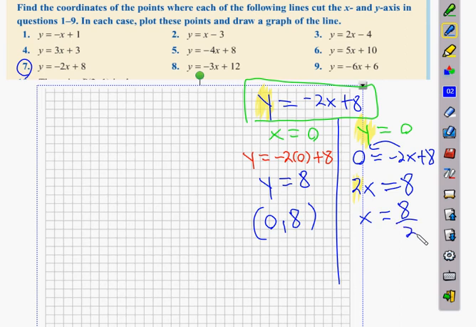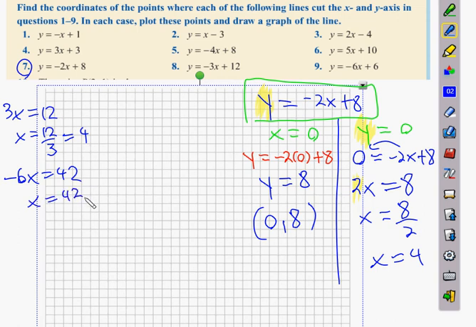Anytime there's a number directly beside the x, no gap, that number always ends up underneath the other number on the other side. So, for example, if I said 3x equals 12, what happens to that 3? It goes underneath the 12 and becomes 4. Yeah. What happens if I have minus 6x equals 42? What happens to minus 6? It goes directly underneath and becomes minus 7. That's what we're doing. Okay? Every time. We've done that before.